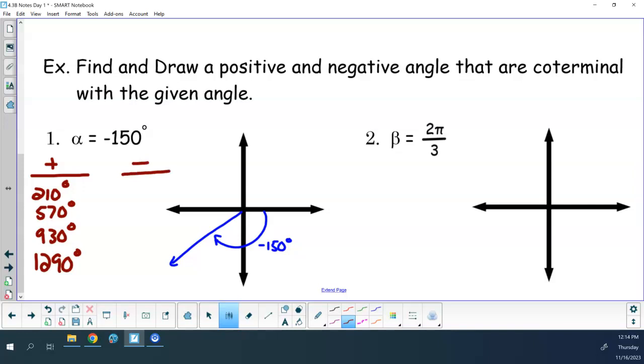The negative list would be negative 510, negative 870, negative 1230, and negative 1590. You again will only need one of those off of that list. Okay. Questions on that one?